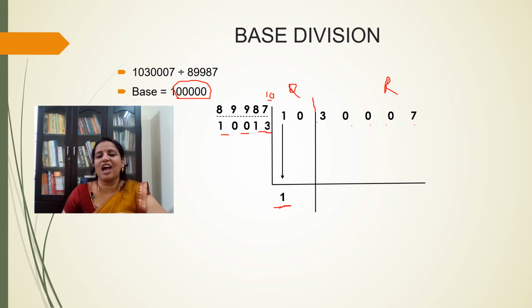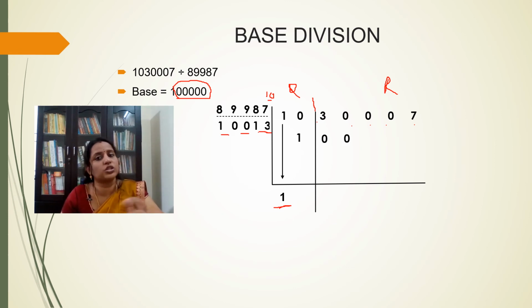I'm multiplying 1 into 0. Where do I have to put those values? In the corresponding dividend digits. In the succeeding dividend digits, I have to place this multiplied value. So 1 into 1 will give me 1. I'll take it to the next succeeding digit, and then 1 into 0 is 0.